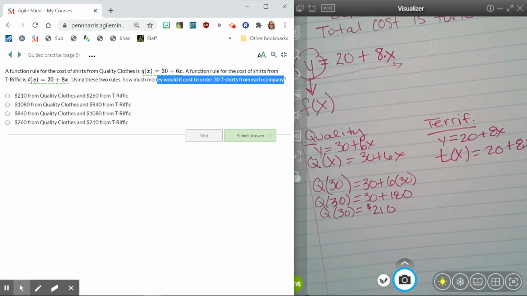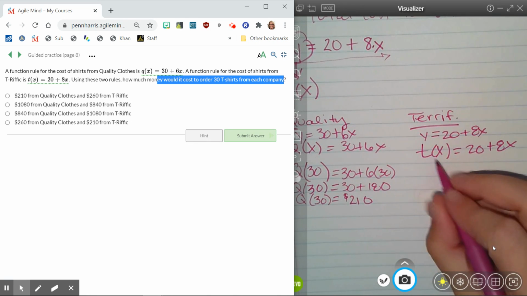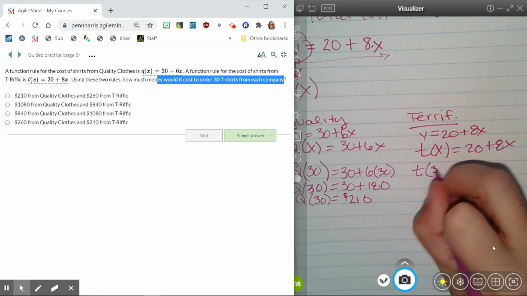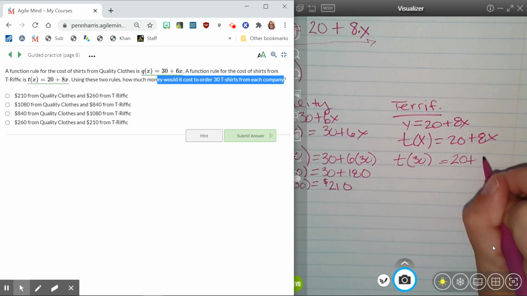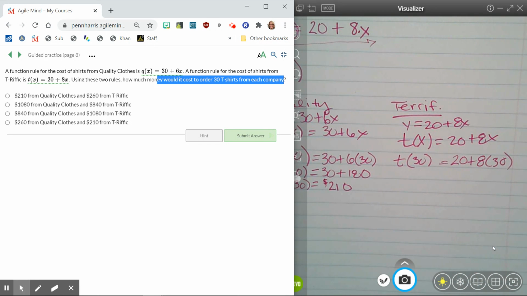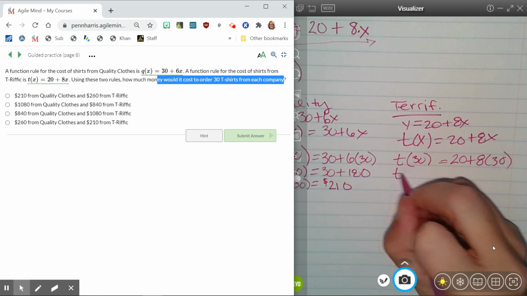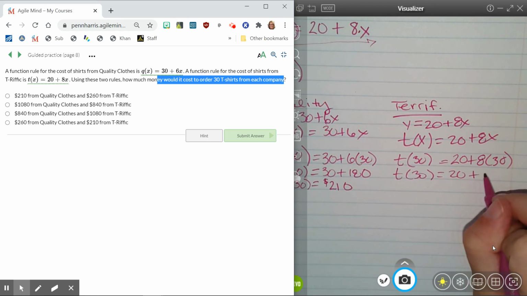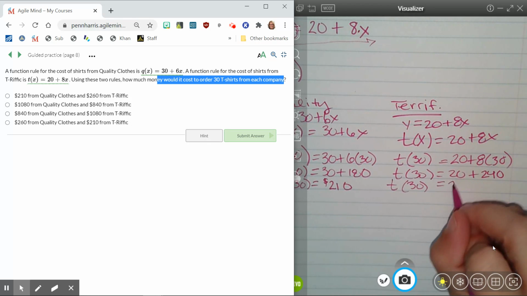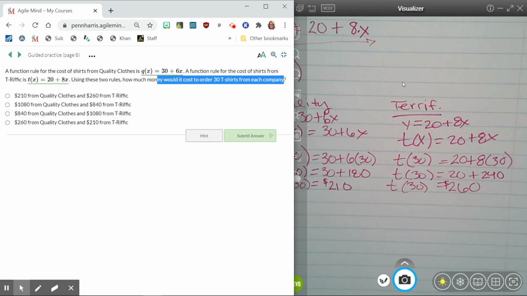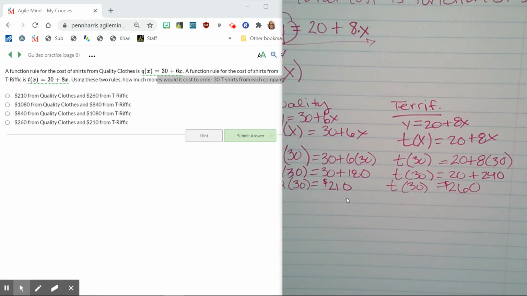So right away I can choose my answer, but let's just go ahead and look at this side over here. If we do 30 shirts from Terrific Tees, we're going to say T of 30 is 20 plus 8 times 30. If we solve that out, we get 20 plus $240, which simplifies down to $260. So if I order 30 shirts from Quality, it's going to cost me $210. If I order 30 shirts from Terrific Tees, it's going to cost me $260.